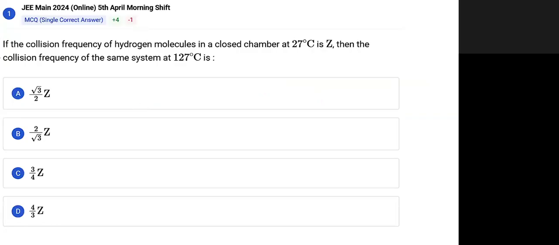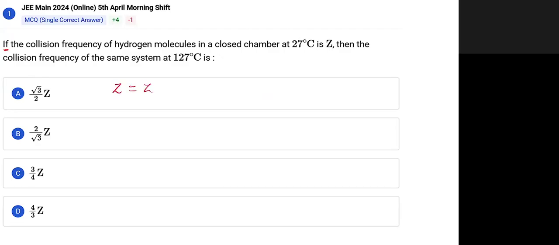Now, if the collision frequency of hydrogen molecules in a closed chamber at 27 degrees Celsius is Z, then the collision frequency of the system at 127 degrees Celsius is what? देखो ये नया क्वेश्चन हो सकता है. Collision frequency हमेशा याद रखना.